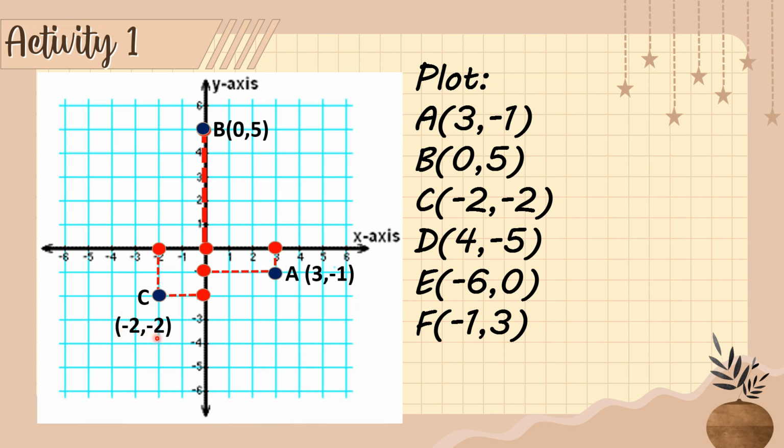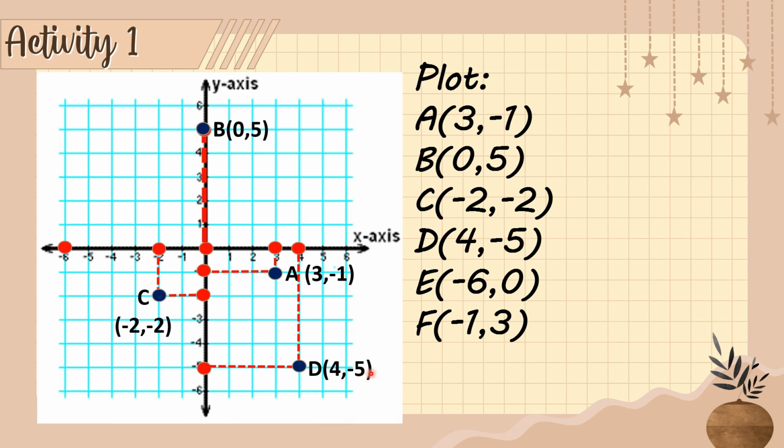Now, let's proceed to point D. 4 and negative 5. Pangitaon na nato si positive 4 sa x dira. And negative 5 sa y is here. So that is 4 and negative 5. Then, let's meet them. Dira sila nagtagbo. Therefore, this is the point D with ordered pair 4 and negative 5.